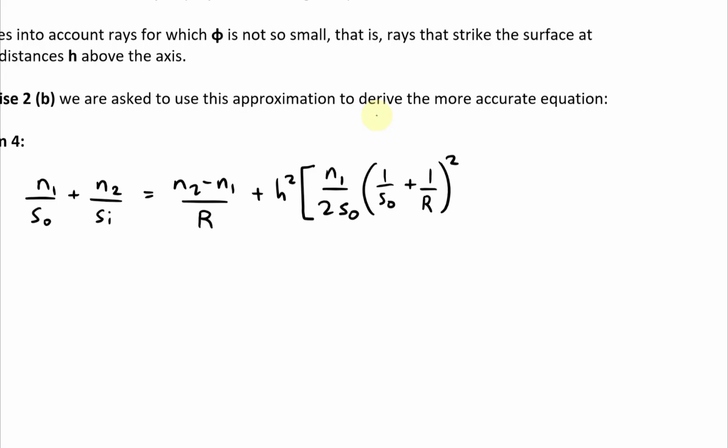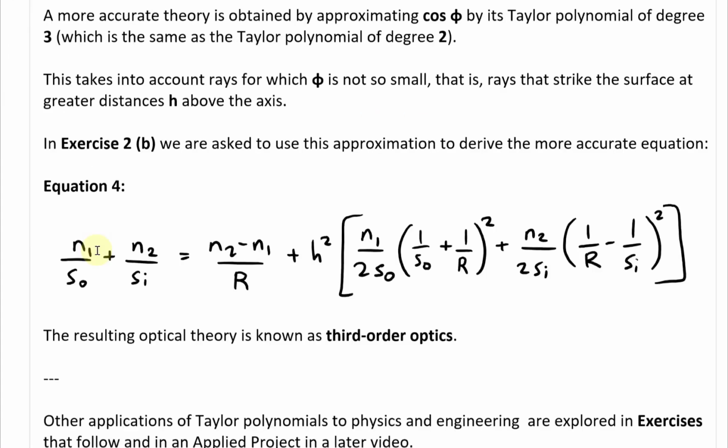One more term like this is going to be plus n2 over 2si, times 1 over r minus 1 over si, and this is squared. This giant formula, or the resulting optical theory, is known as third order optics.